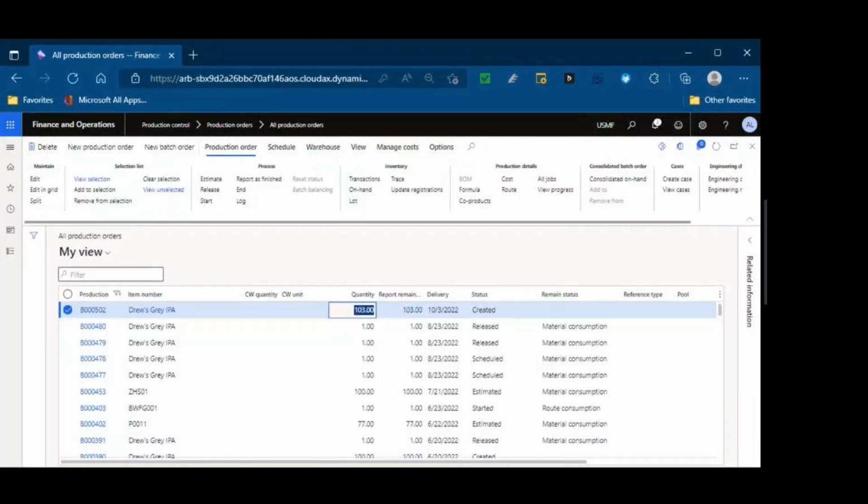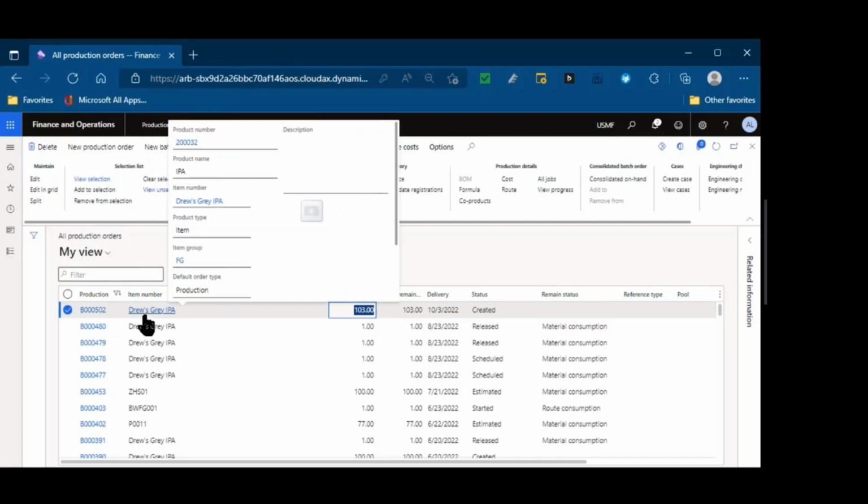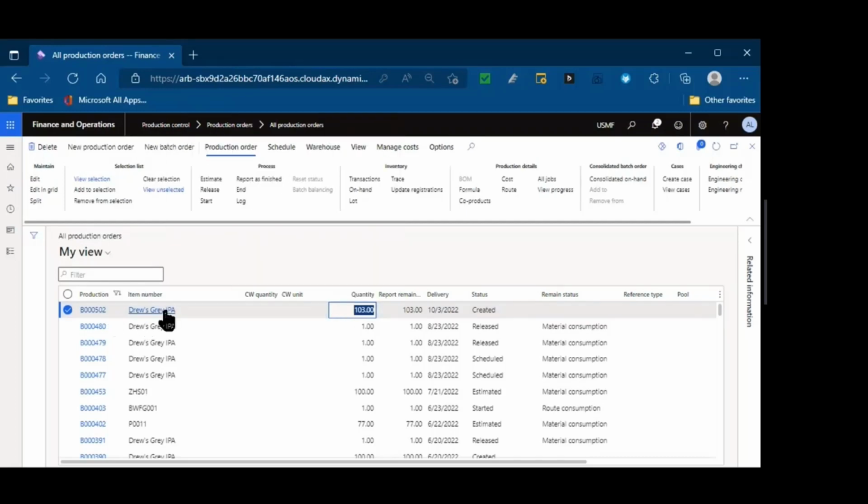In this tutorial, we're going to be talking about scrap and the rounding up principles on your bill of material and formula lines. So let's get to it. We're going to take this batch order 502 on Drew's Gray IPA, which you can see right now is for 103 liters.